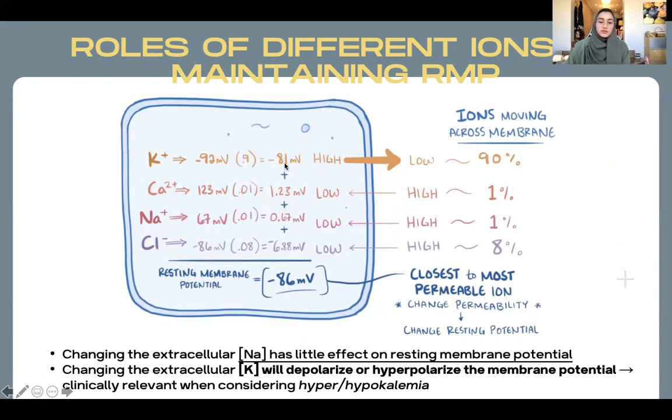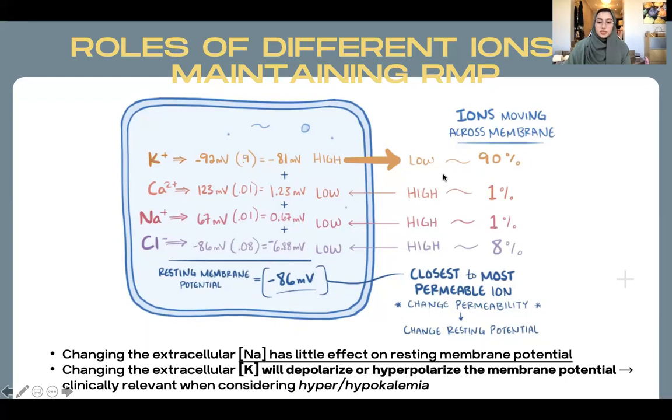So negative 81, which is going to be the conductance of potassium, times its equilibrium potential, added with the calcium, added with the sodium, added with the chloride, that is going to give you around negative 86 millivolts, okay? So the thing that's most permeable, I know I'm repeating it 50 million times, but again, you guys are going to get questions on this, which is why it's important.